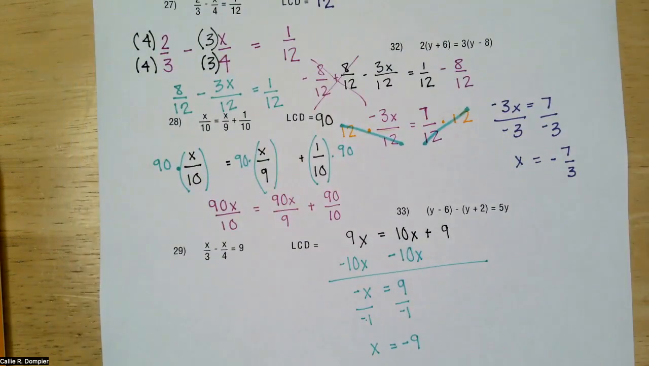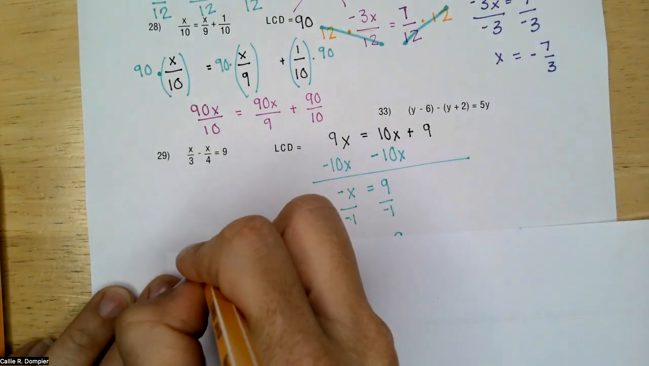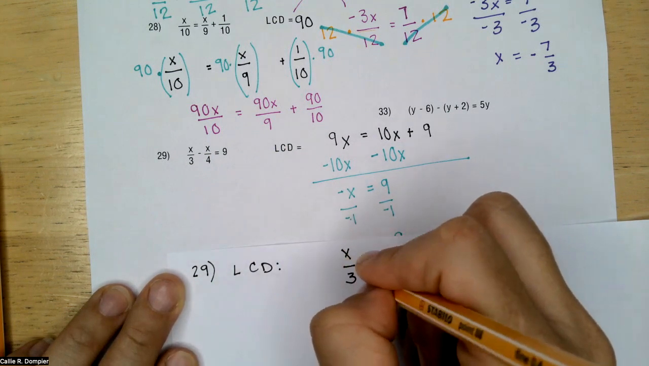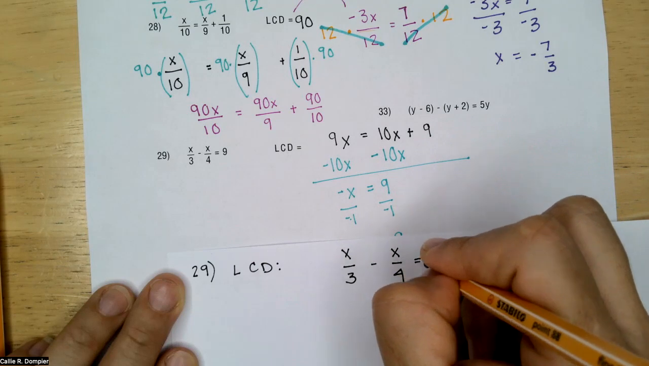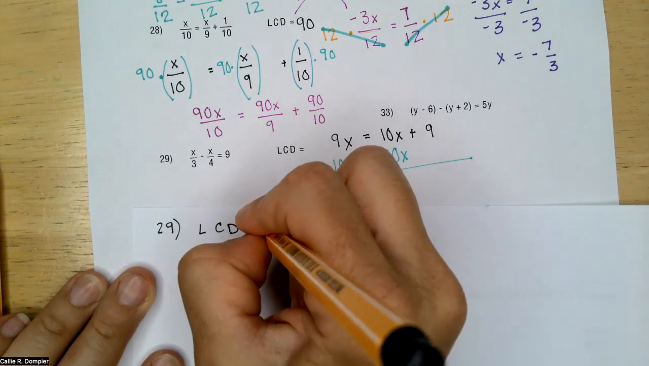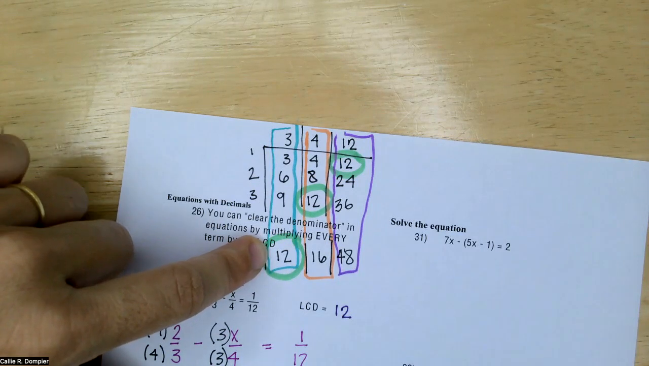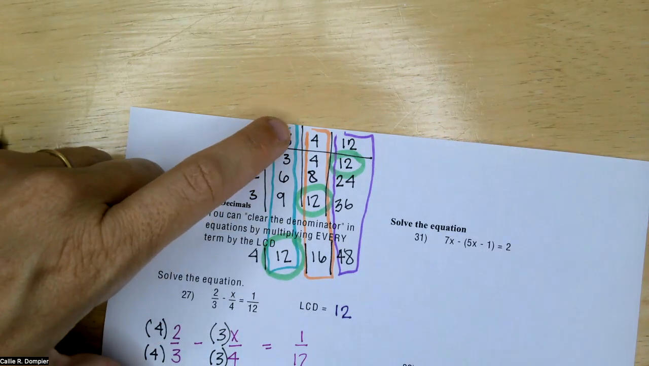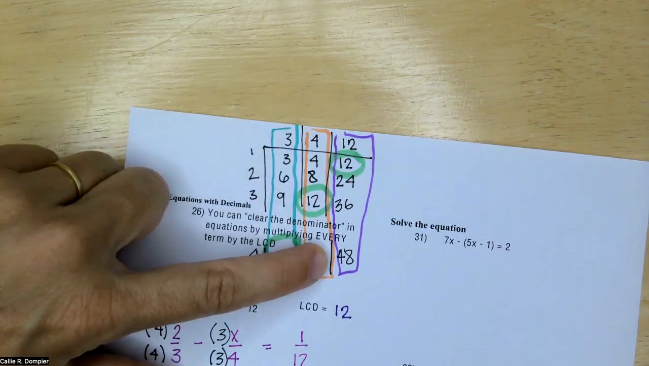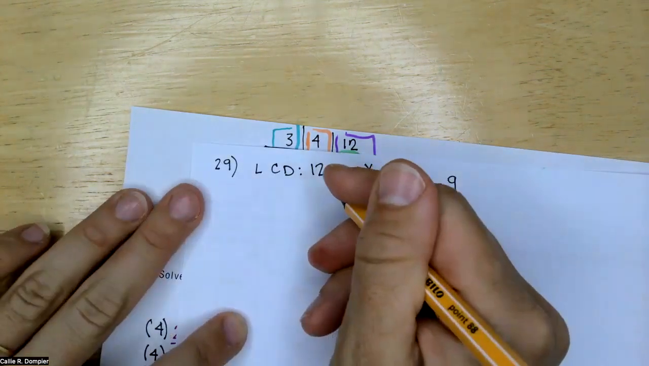That was number 28. 29, I'm going to do down here because I'm running out of space. So 29, we need the LCD. And then it's x over 3 minus x over 4 equals 9. What is the least common denominator of 3 and 4? It's 12. There's no number that is a multiple of all numbers that are multiples of 3 and all numbers that are multiples of 4. The first number that matches both columns is the 12. So our least common denominator is 12.